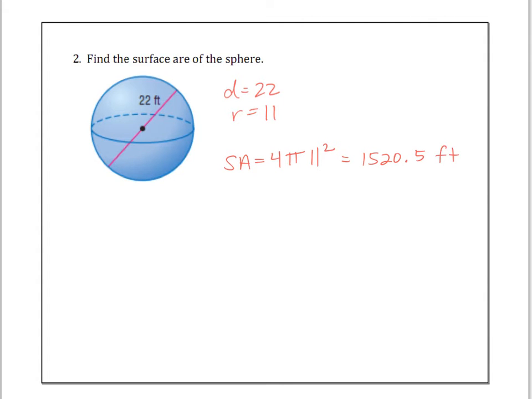And you should get 1,520.5 feet squared.